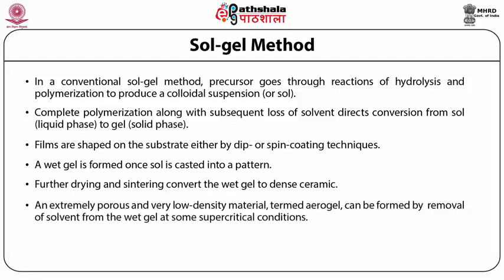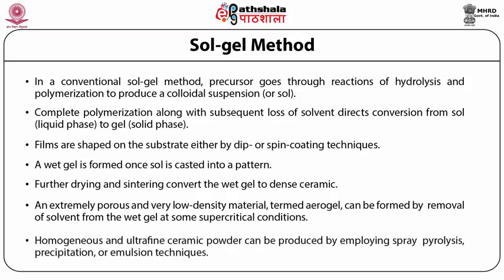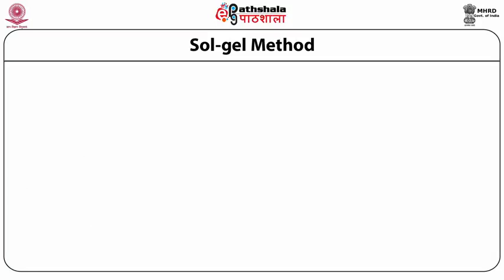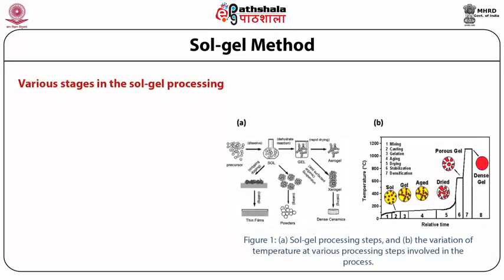Further drying and sintering convert the wet gel to dense ceramic. An extremely porous and very low density material termed aerogel can be formed by removal of solvent from the wet gel at supercritical conditions. Homogeneous and ultra-fine ceramic powder can be produced by employing spray pyrolysis, precipitation, or emulsion techniques. We next elaborate the various stages in the sol-gel processing.